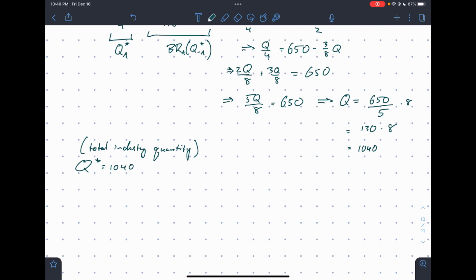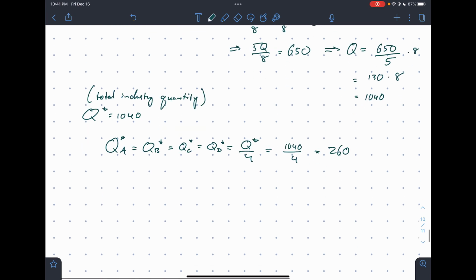And now all we're going to do is we're going to have QA star is QB star, because the firms split the market evenly. So each of them is going to be 1/4 of the total. So each of them is 1040 divided by 4, which is 250 plus 10. So it's going to be 260, I think. Again, I'm going to check that. Oh yeah, okay. We are on a roll.